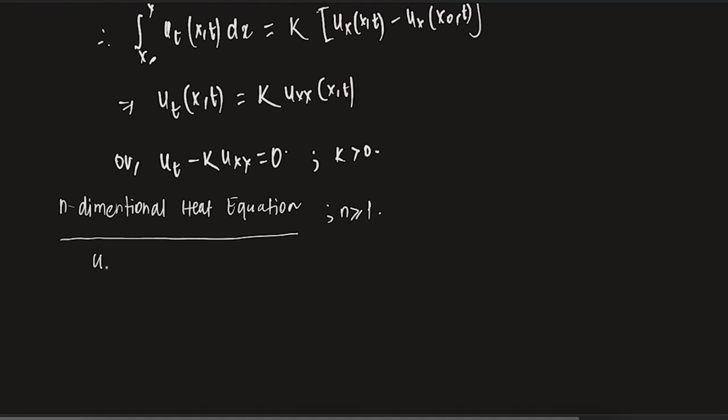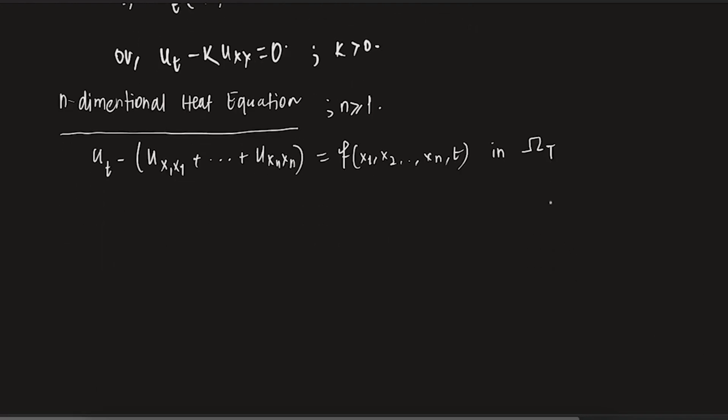In general terms, you can just write it like this, without any specific notation: u_t minus u_{x1x1} minus u_{x2x2} minus ... minus u_{xnxn} equals, let us say, a function which of course depends on x1, x2, ..., xn, and of course you have this t variable. And this is defined in Omega_T. I will define what Omega_T is. Yes, these are complicated objects.